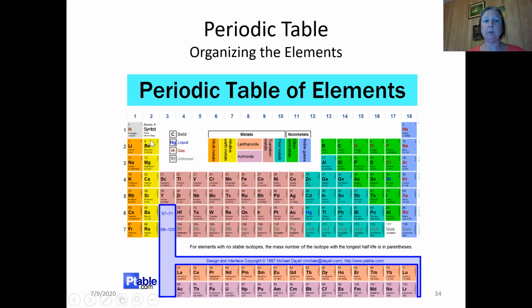Across rows is the period. Remember, hydrogen acts like a non-metal over here, but she's over here because she has one proton. The goal of any element is to get to its lowest energy level. Energy levels drive chemistry. They drive everything, which is this, the noble gases. These are your halogens here.